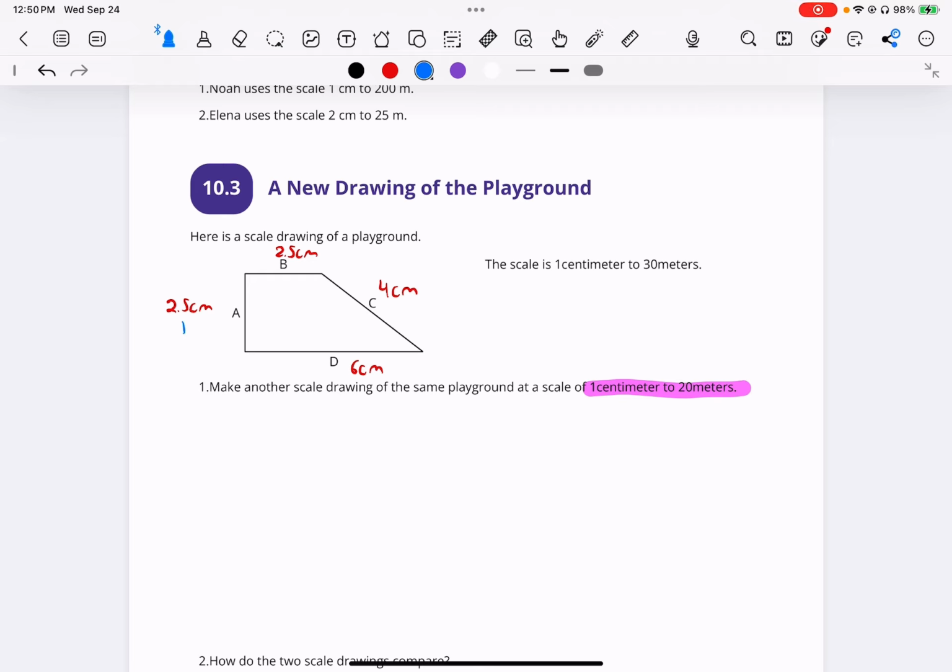So now to find the actual size, I can just multiply each of these numbers by my 30 meters. So 2.5 centimeters would be 75 meters, because all I did was 2.5 times 30. So side B would also be 75 meters. 4 centimeters would be 120 meters. And now 6 centimeters would be 180 meters.